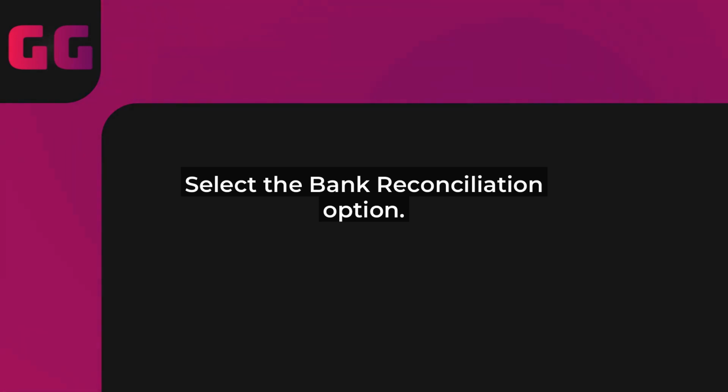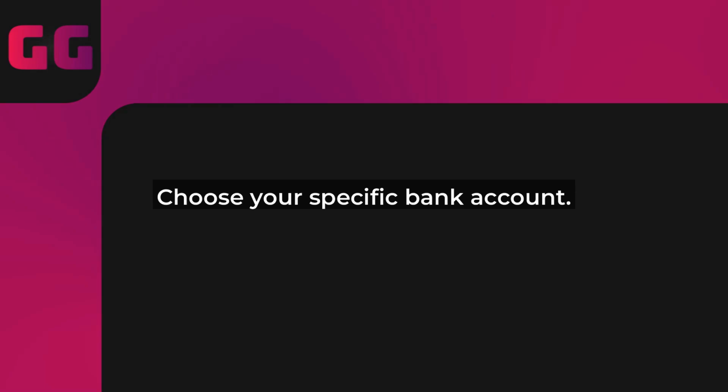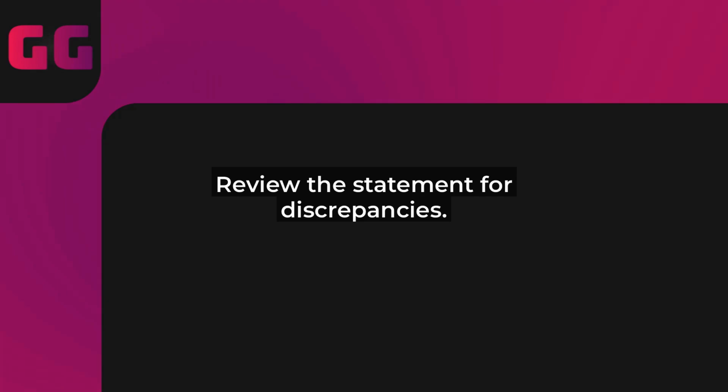It's that straightforward. Next, from the Banking menu, select Bank Reconciliation. Tally will prompt you to choose the specific bank account you want to reconcile. Go ahead and pick the one you're working with. If you haven't set up your bank accounts yet, pause here and do that quickly under the Accounts Info section. Once selected, Tally will display the bank reconciliation statement.